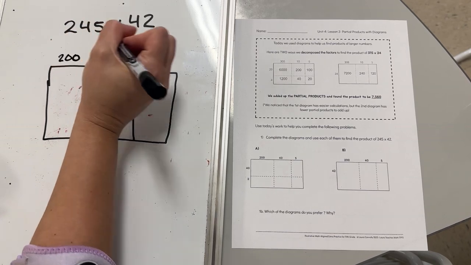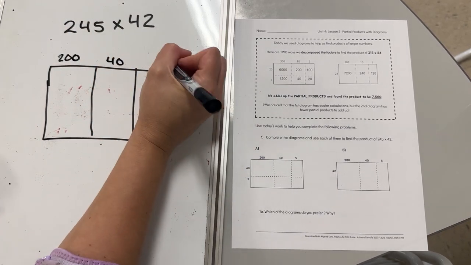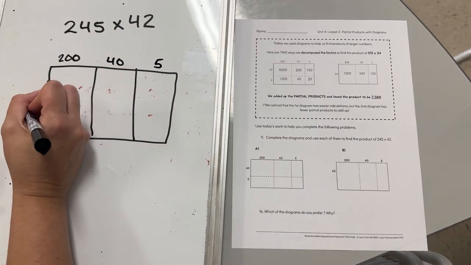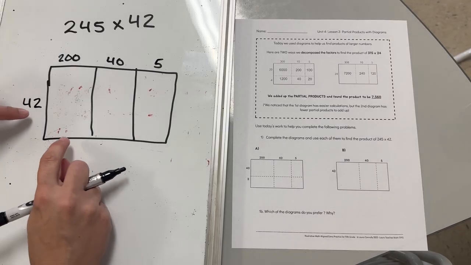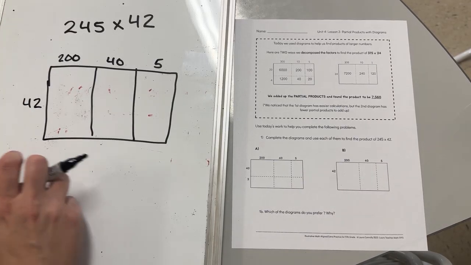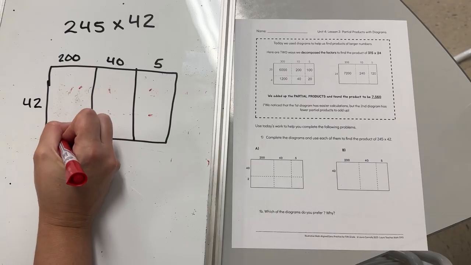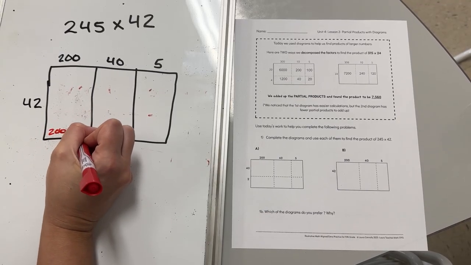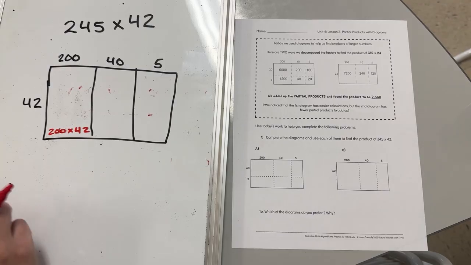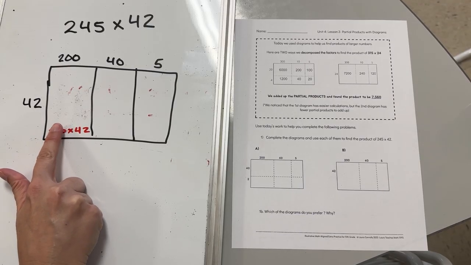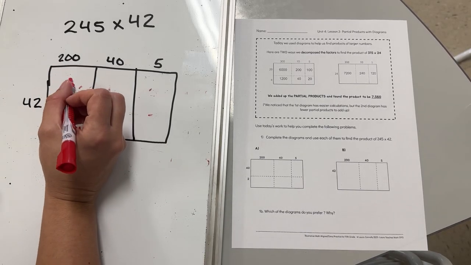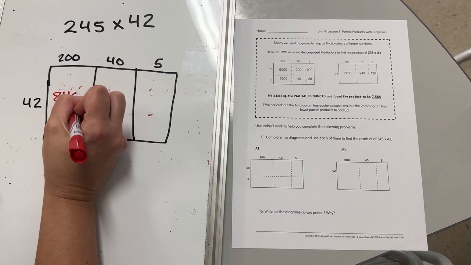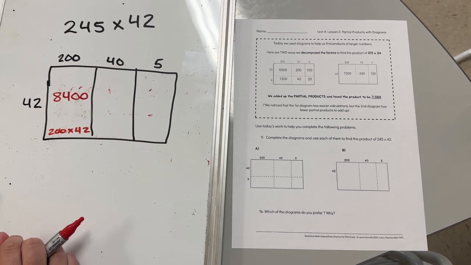Decomposing 245 into 200, 40, and 5, and then just putting 42 on the side. Now you're going to notice that I have to do 42 times 200. Now that one's a little bit trickier for me to solve. I'm still going to use my rule of zeros, so I'm going to cover up the 2 zeros that I have here and just do 42 times 2. Well, I know that 42 times 2 is going to be 84. And then I'll add 2 zeros onto the end.